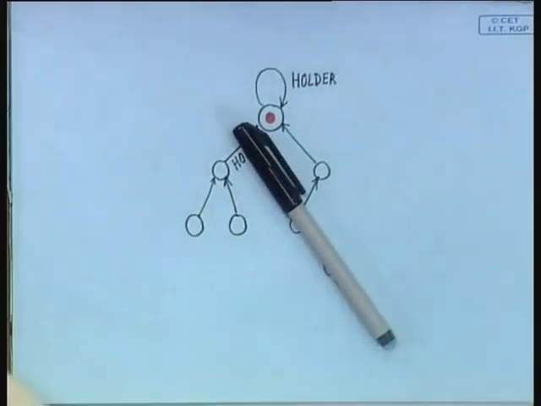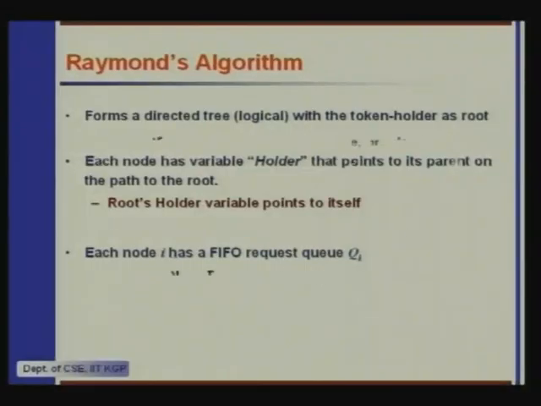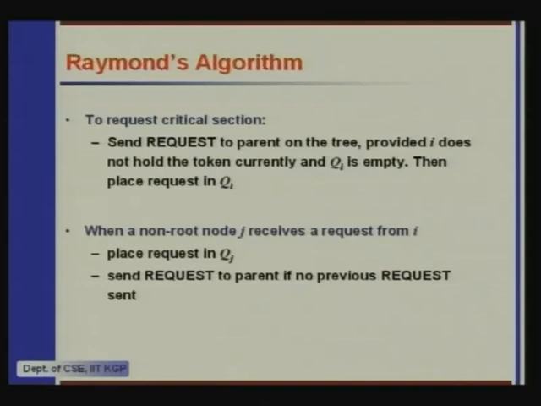Now, let us go to the next. To request the critical section, a node will send a request to its parent on the tree, provided i does not hold the token currently and Qi is empty. What is Qi? Qi is the list of requests that are stored at node i.